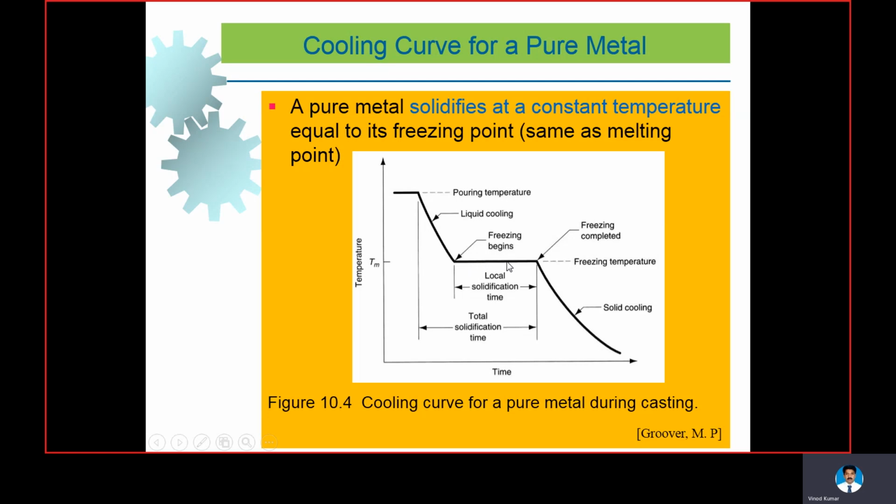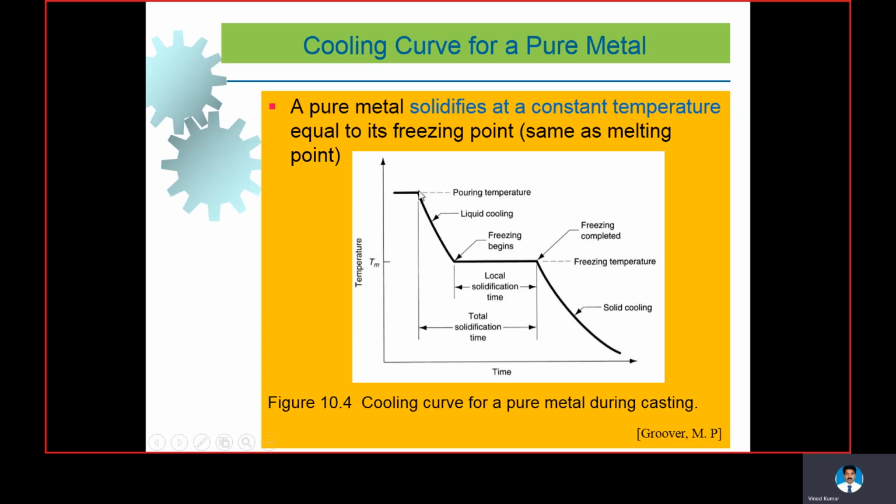As the time increases, at the same melting temperature, it releases latent heat, and then liquid metal slowly gets converted into solid. At this point, it will be 100% solid. So it takes some time for converting liquid molten metal to solid metal, and this time is called local solidification time.